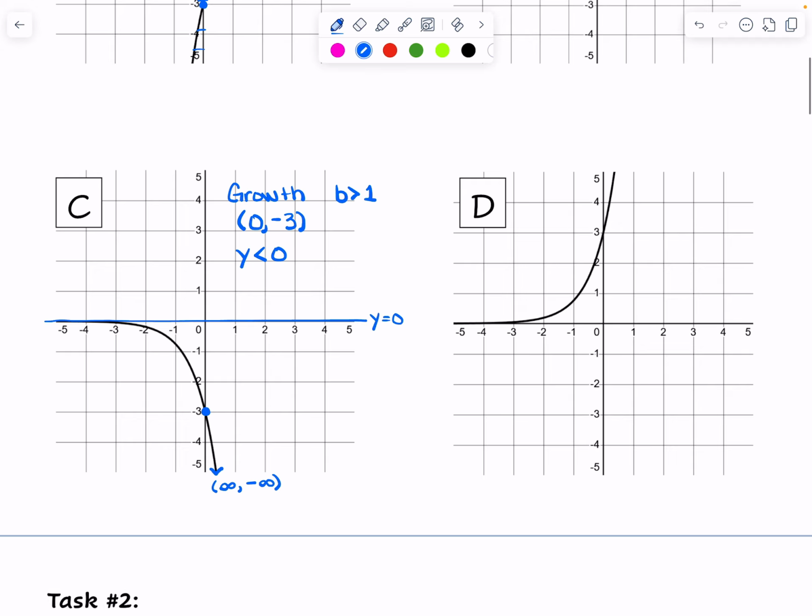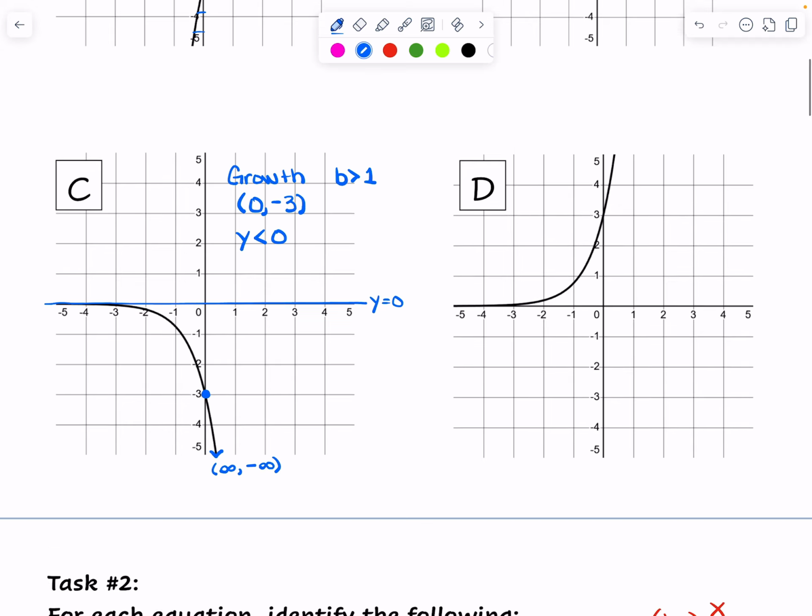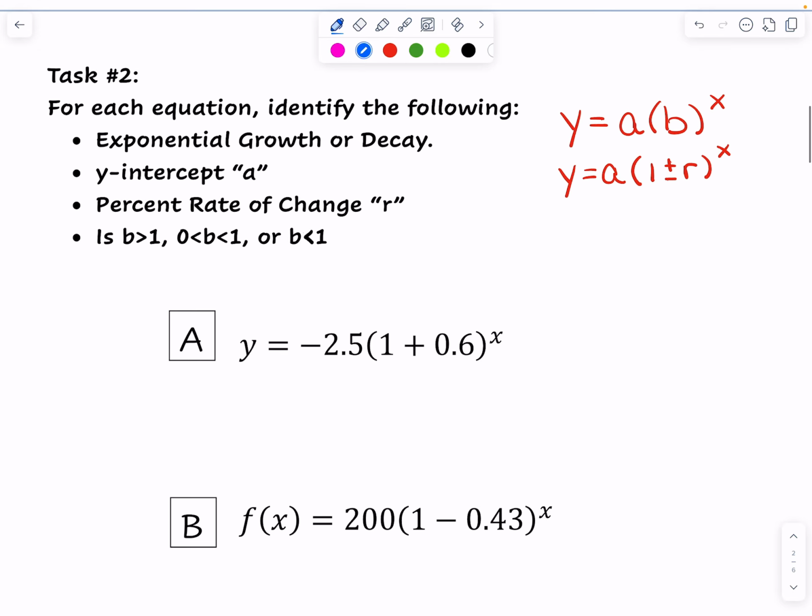All right. I'm going to leave graph D there for you to try, and let's go on to task 2. On task 2, we are taking an equation. We are trying to determine whether it's exponential growth or decay, find the y-intercept, find the percent rate of change, and then is B greater than 1, is B between 0 and 1, or is B less than 1? We've talked about this in class. B can never be less than 1. B will always be greater than 1 or between 0 and 1.